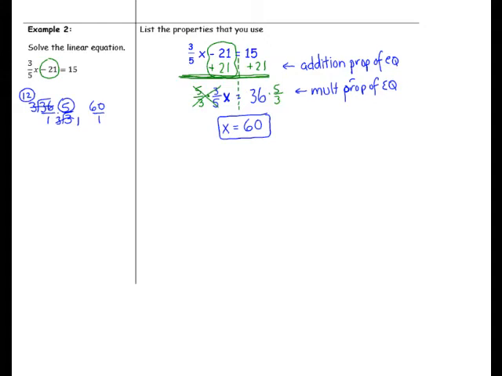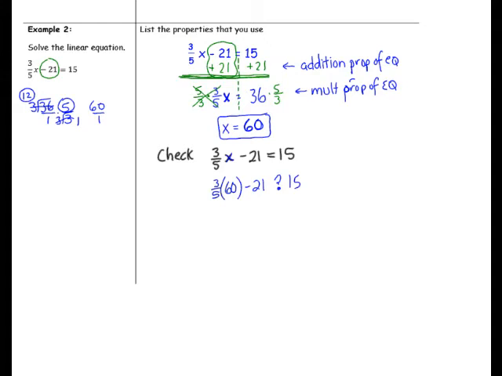Next, let's check our solution to make sure it is correct. In order to check your solution, first copy the original equation. 3/5 x minus 21 equals 15. Next, substitute the value of x with the solution that you found. That gives us 3/5 times 60 minus 21. And we are going to determine if it does equal 15.